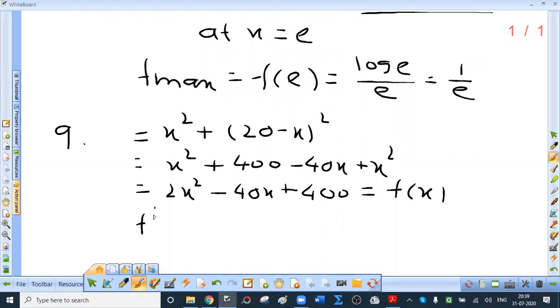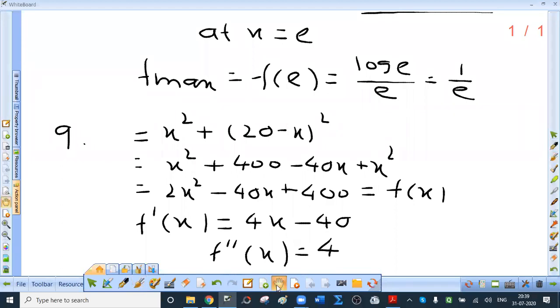Find out the first and second derivatives. What is f dash of x? I will write it directly, 4x minus 40. What is f double dash of x? It is 4. Now I will ask you one question. Please listen to me. See, f double dash of x is always positive. You can put x equal to 1, positive, x equal to 20, positive. So the function possesses minimum at all values of x. Is this statement correct?